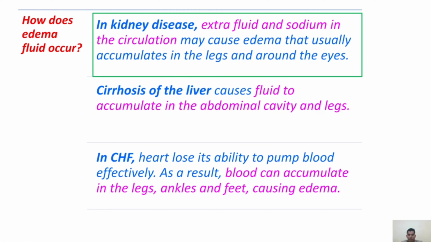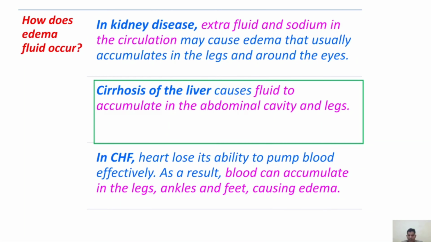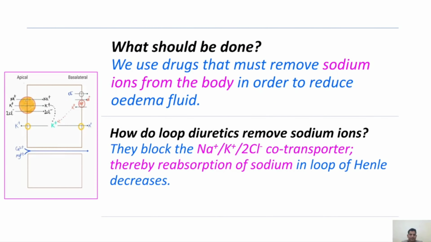How does edema fluid occur? In kidney disease, extra fluid and sodium in the circulation may cause edema that usually accumulates in the legs and around the eyes. Next, cirrhosis of the liver. It causes fluid to accumulate in the abdominal cavity and legs. Last one, in congestive heart failure, the heart loses its ability to pump blood effectively. As a result, blood can accumulate in the legs, ankles and feet, thus causing edema.